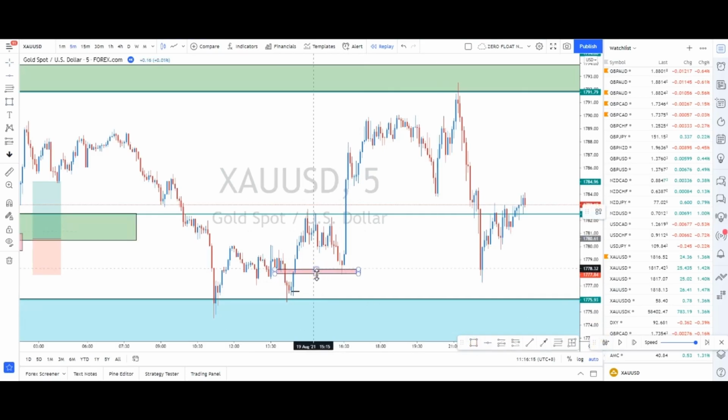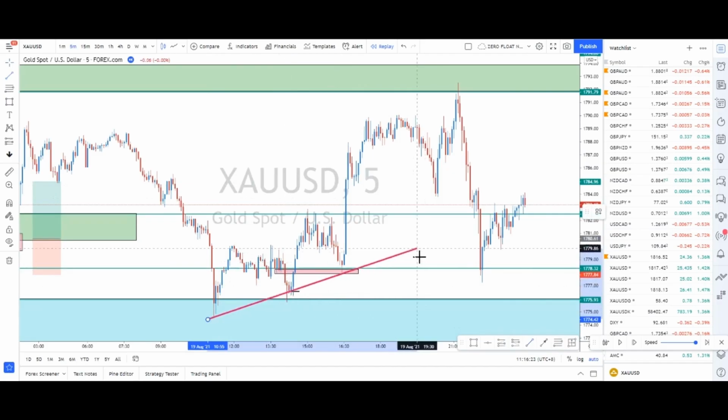I'm going to mark this as an entry point. So we have the low, high, lower low, higher high. And then here, I can see there's a confluence trend line. There we go. You see this, guys?